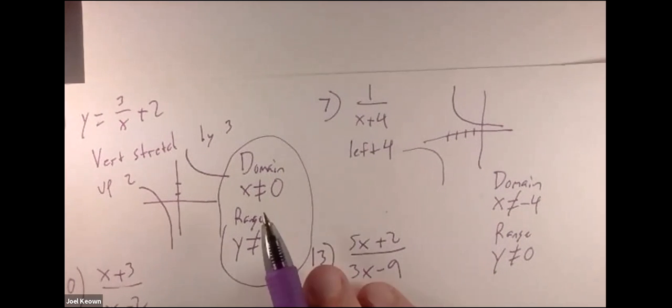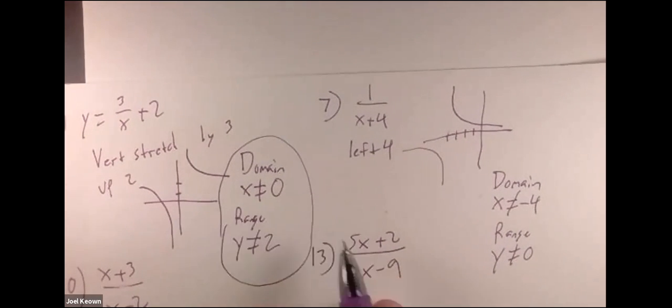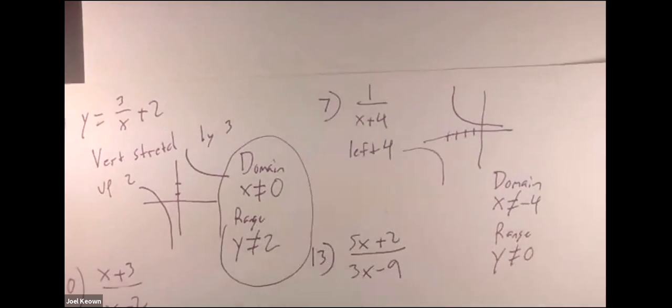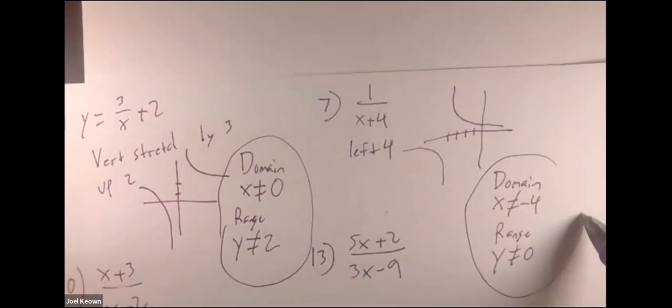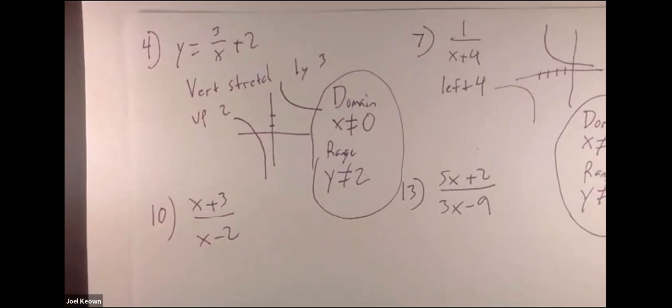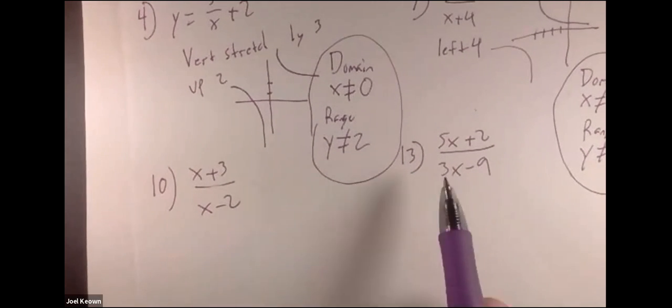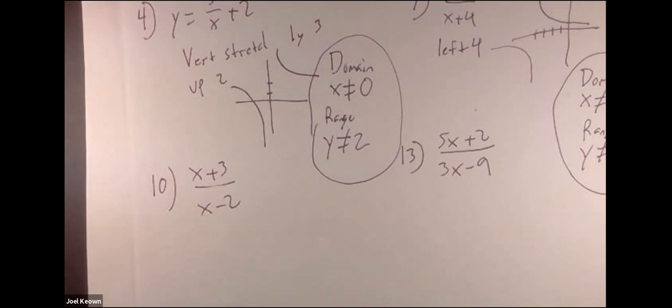So just like over here, domain by default was 0. Range, if it's not shifted up or down at all, by default is 0. Well, let's move on to numbers 10 and 13. These are a little different.